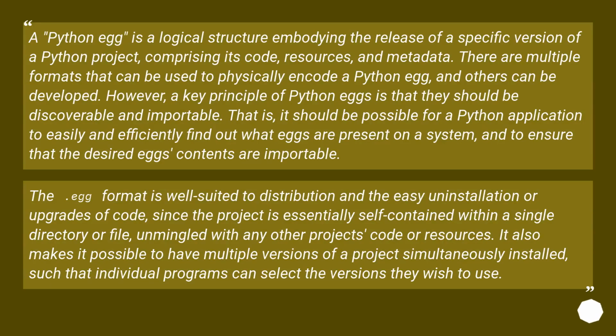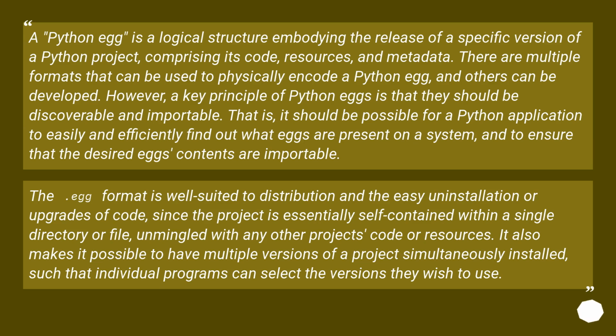A Python egg is a logical structure embodying the release of a specific version of a Python project, comprising its code, resources, and metadata. There are multiple formats that can be used to physically encode a Python egg, and others can be developed. However, a key principle of Python eggs is that they should be discoverable and importable. That is, it should be possible for a Python application to easily and efficiently find out what eggs are present on a system, and to ensure that the desired egg's contents are importable.